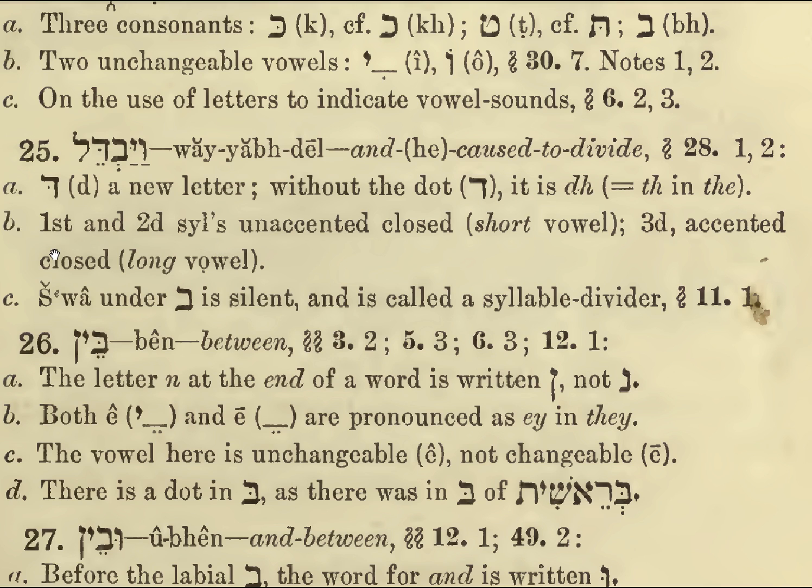The first and second syllables, vai, is unaccented and closed, yab, unaccented and closed, and so they both have short vowels. The last is closed, it has the accent, and so the vowel is long. Del. Vai, yab, del. The schwa under the bet is silent, because it's not functioning as a vowel, but as a syllable divider. So, vai, yab, and this syllable ends on the b, yab, del. So this here is not pronounced.